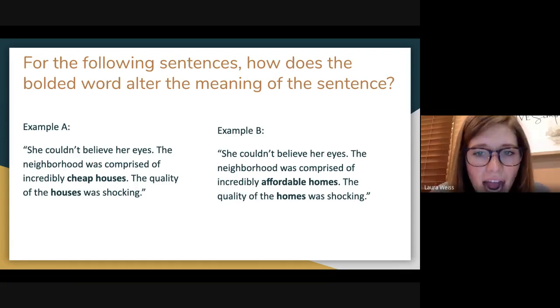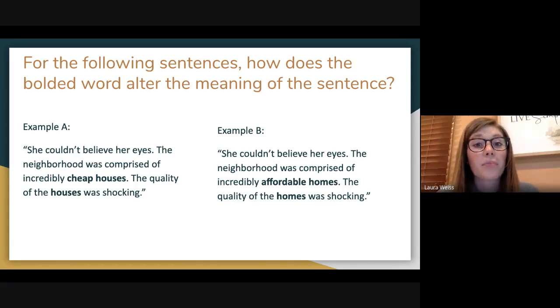She couldn't believe her eyes. The neighborhood was comprised of incredibly affordable homes. The quality of the homes was shocking. Okay, so we had cheap and we had affordable.